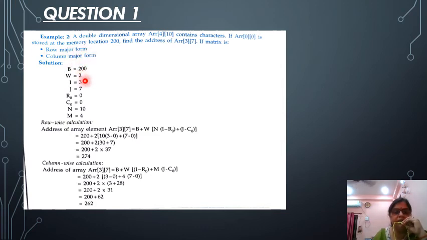Okay, see, first we will write what content we have got, what we have to calculate. Here is the formula of address of row major wise, row wise, and here is the formula of column major wise. All of you have to calculate in your copy, go through the formula, and as you all have taken maths, physics, you all can do it.